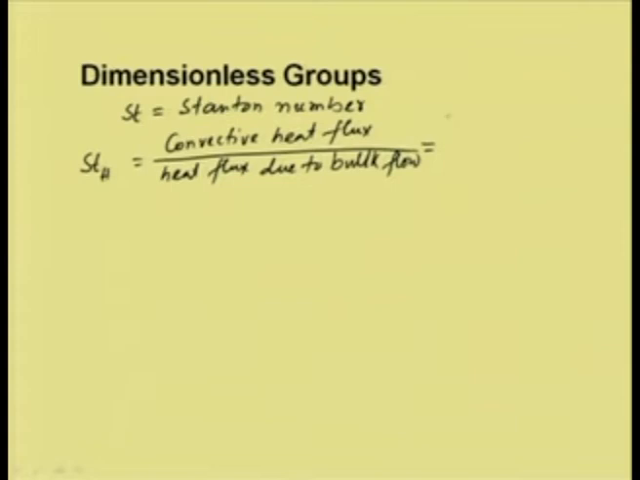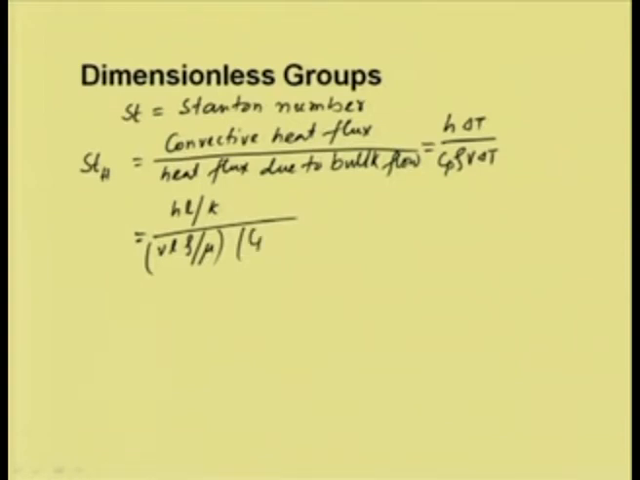Which is equal to H delta T divided by C P rho V into delta T, which we can write as H L by K divided by V L rho by mu into C P mu by K, which is equal to Nusselt number divided by Reynolds into Prandtl.